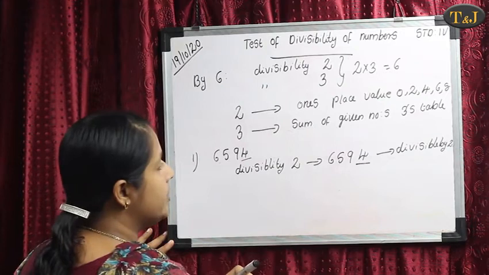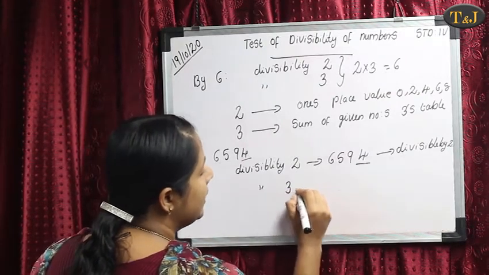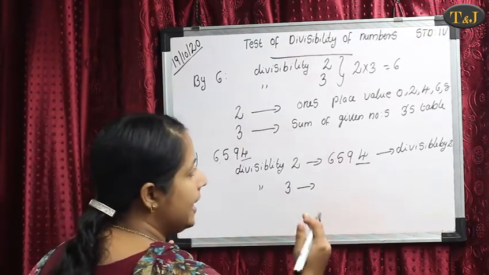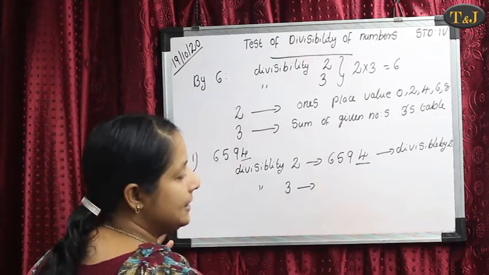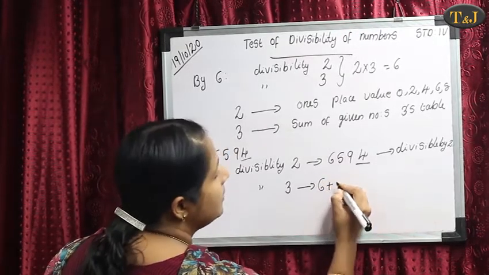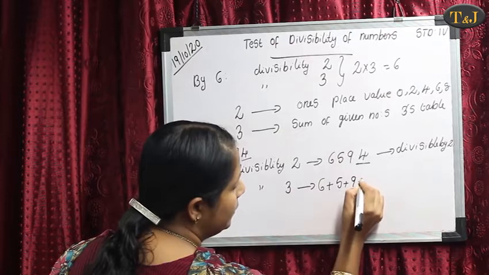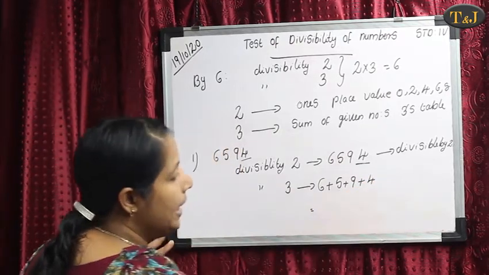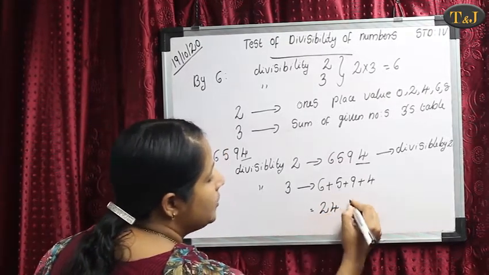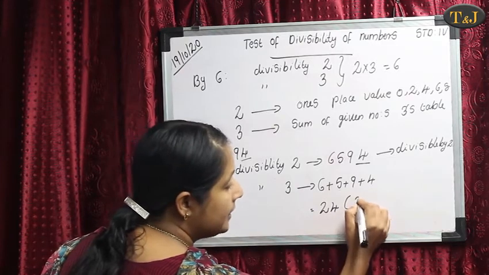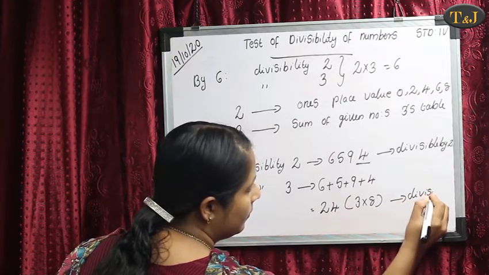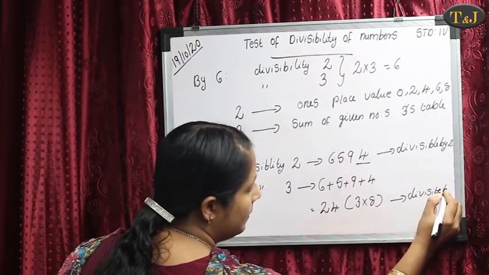Okay, then next we check the divisibility by the number 3. How can we check it? When we add the digits of the given number, the answer should be included in 3's table. Here our number is 6594. Adding 6 plus 5 plus 9 plus 4: 6 plus 5 equals 11, 11 plus 9 equals 20, 20 plus 4 equals 24. Is 24 included in 3's table? Yes, 3 eights are 24. So it is divisible by the number 3.